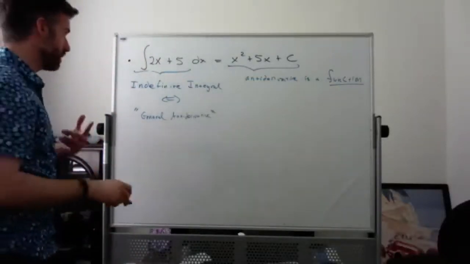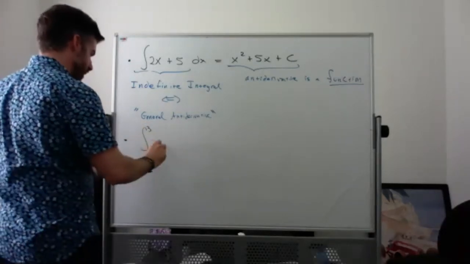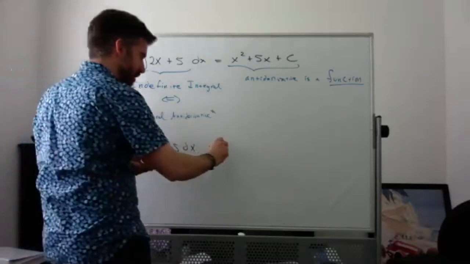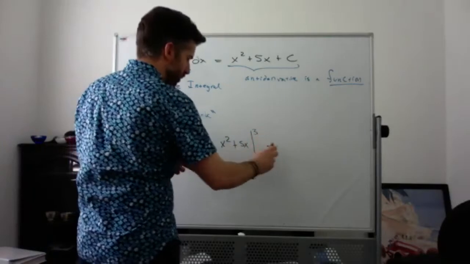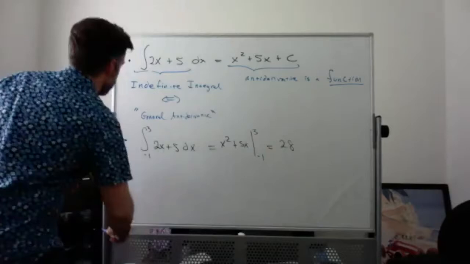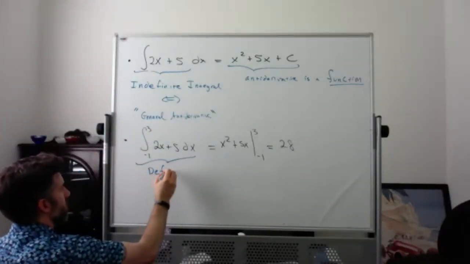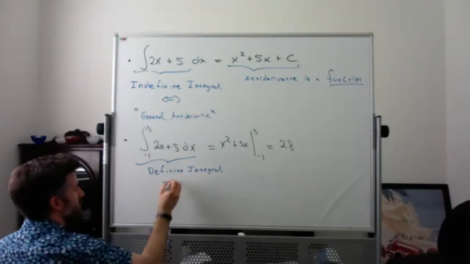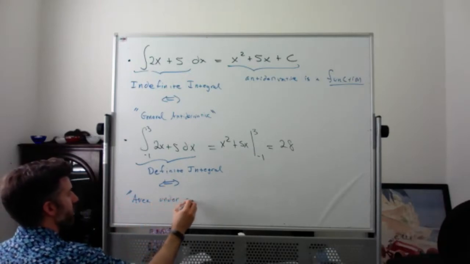To contrast that, we just did the other one, which is the integral from -1 to 3 of 2x plus 5. And we ended up getting that equal to, I'll show the work again, x squared plus 5x, evaluated from -1 to 3. We plugged in 3, we plugged in -1, subtracted, and we ended up with 28. So this is called a definite integral, which is equivalent to saying we're finding the area under the curve.